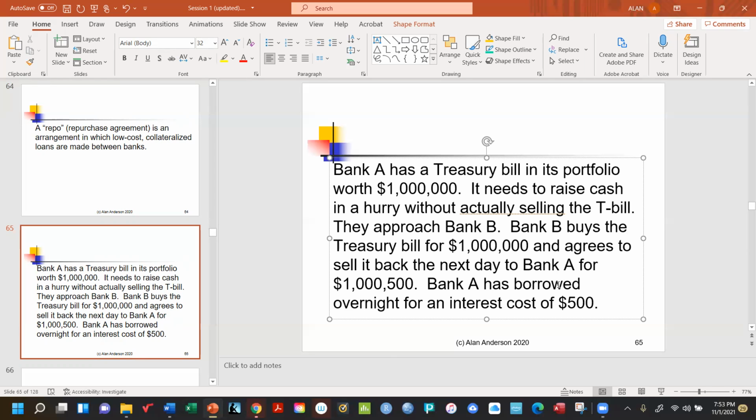And Bank A will pay them not $1 million, but $1,000,500. In other words, A is basically borrowing $1 million by selling their treasury to Bank B and agreeing to buy it back the next day for a slightly higher price. That's the key to the whole thing. So A needs the money in a hurry, but they only need it for one night. So they sell their security to B with the understanding that B will sell it back to them for a slightly higher price. The difference is the interest cost. So Bank A has paid $500 for an overnight loan of $1 million.